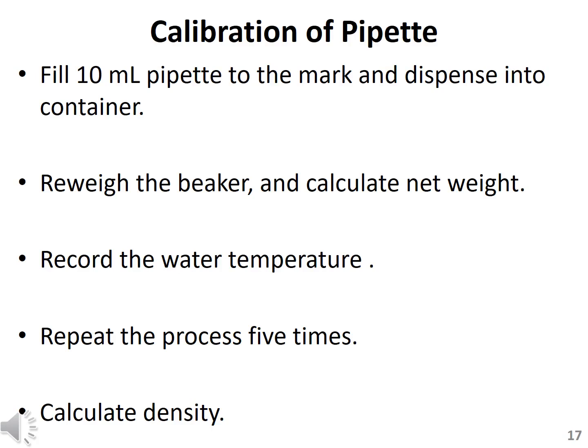Then weigh the beaker and the dispensed water and record the temperature of the water with a thermometer which was previously calibrated. So we will use a calibrated thermometer only. Repeat this process 5 times and then record the change in the weight of the dispensed water and the beaker and calculate its density.